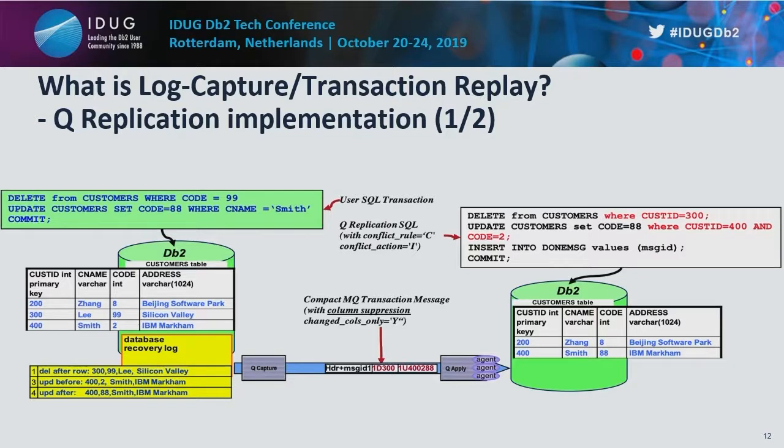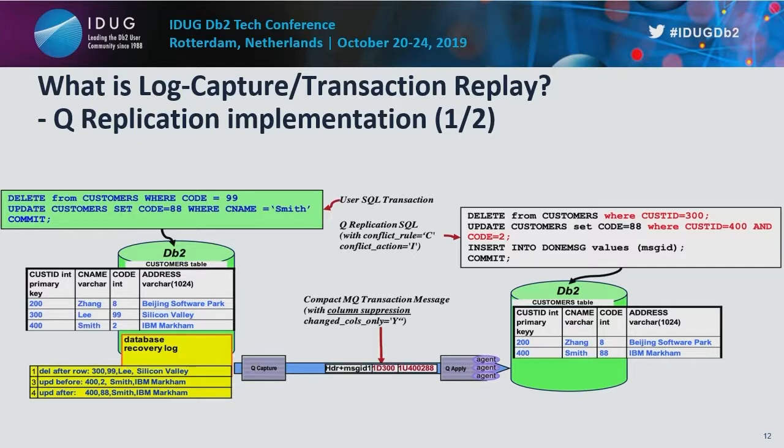The capture program reads this and extracts the actual data only from the log record that is relevant for replication. So if I have an update, I only send the before and after value for the column that has changed. I don't need to send all the columns from the data. So this is a subset, and it's binary data, and it's encoded in an MQ message. We can further use MQ encryption to encrypt that message over the network.